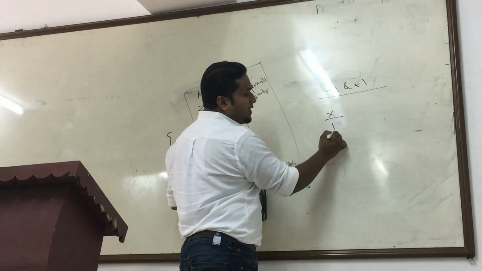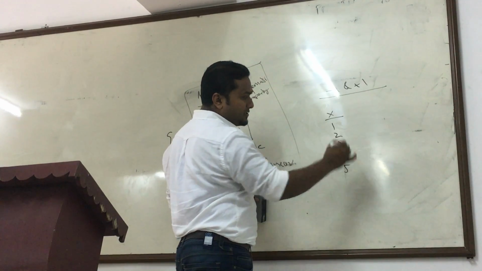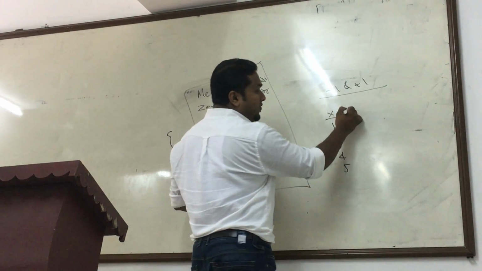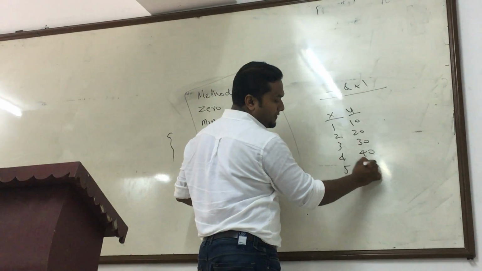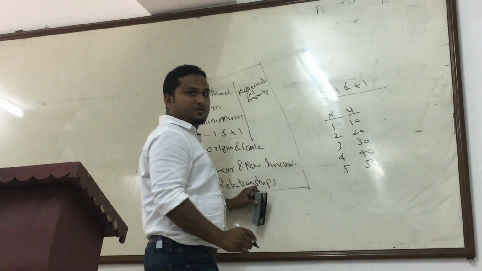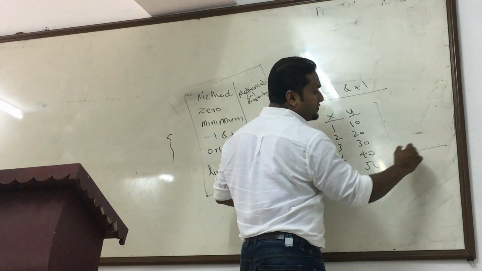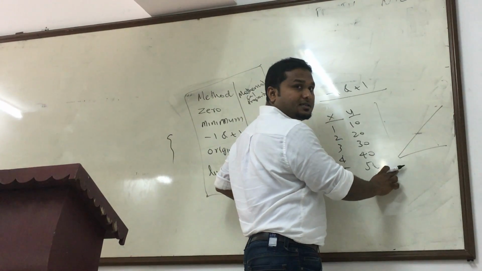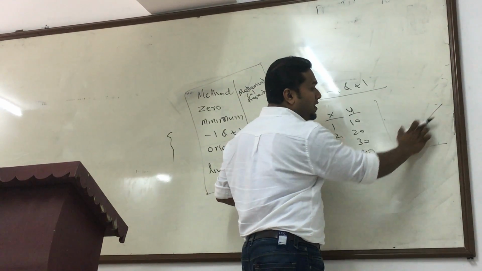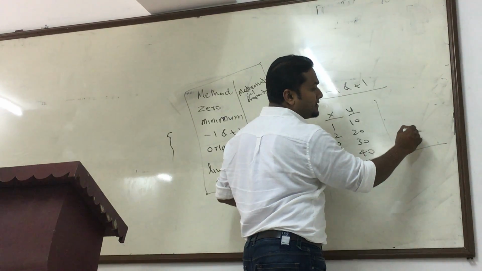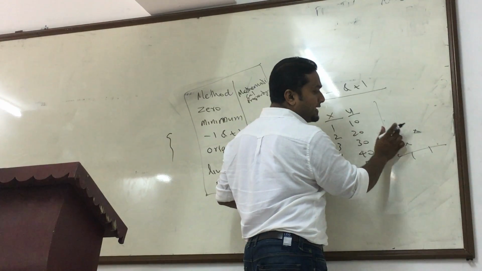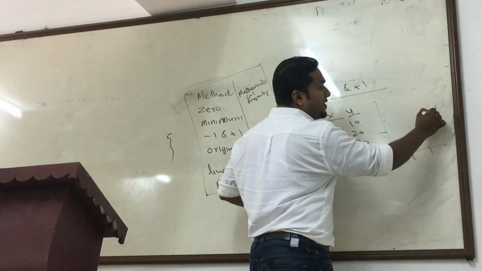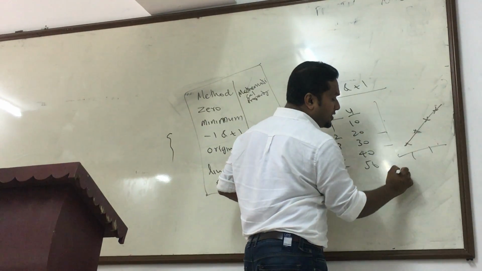X is 1, 2, 3, 4, 5. Y is 10, 20, 30, 40, 50. Then what is the correlation coefficient? If you draw a graph, it will be a straight line. Understood? If you plot x equal to 1 here, y is 10. Here it is 1, 2, 3 and here it is 10, 20 like that. So it will form a straight line. So R is equal to plus 1.